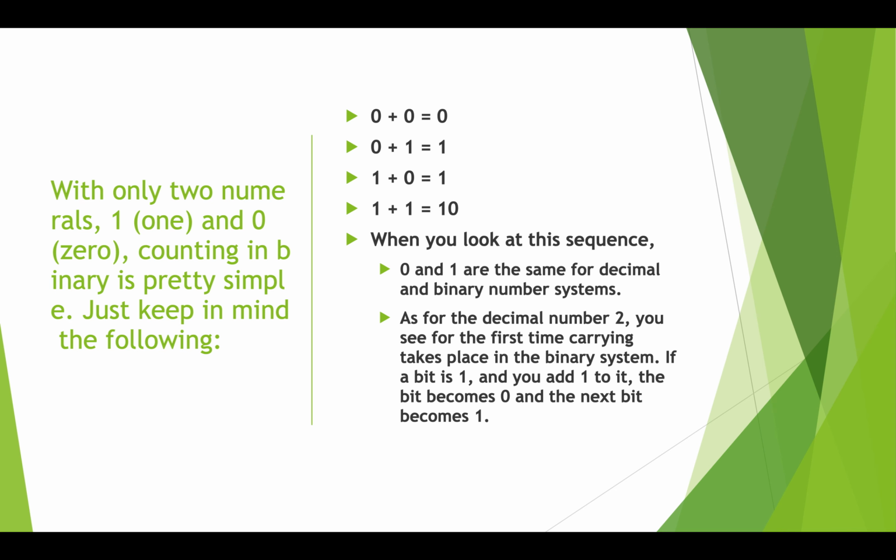When you look at the sequence, 0 and 1 are the same for the decimal and the binary number systems. As for the decimal number 2, you see for the first time that carrying takes place in the binary system. If a bit is 1 and you add 1 to it, the bit becomes 0 and the next bit becomes 1.